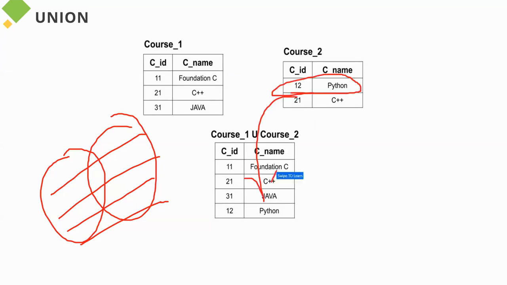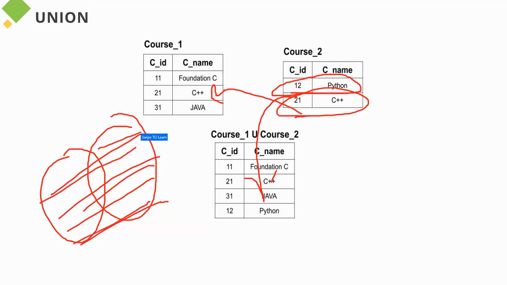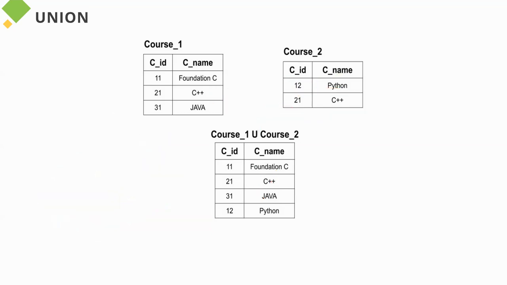I have added it. Whereas 2 1 is a duplicate value. I already have 2 1 and C++, right? So I'm taking all of them. It removes the duplicates. Union always removes the duplicates. And I'm taking the entire set; all of it will be there in this union.